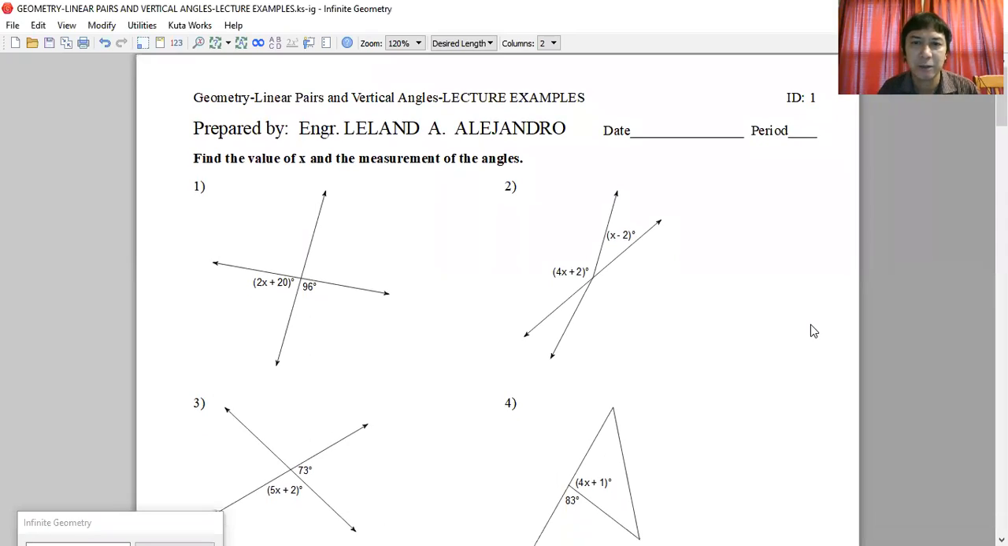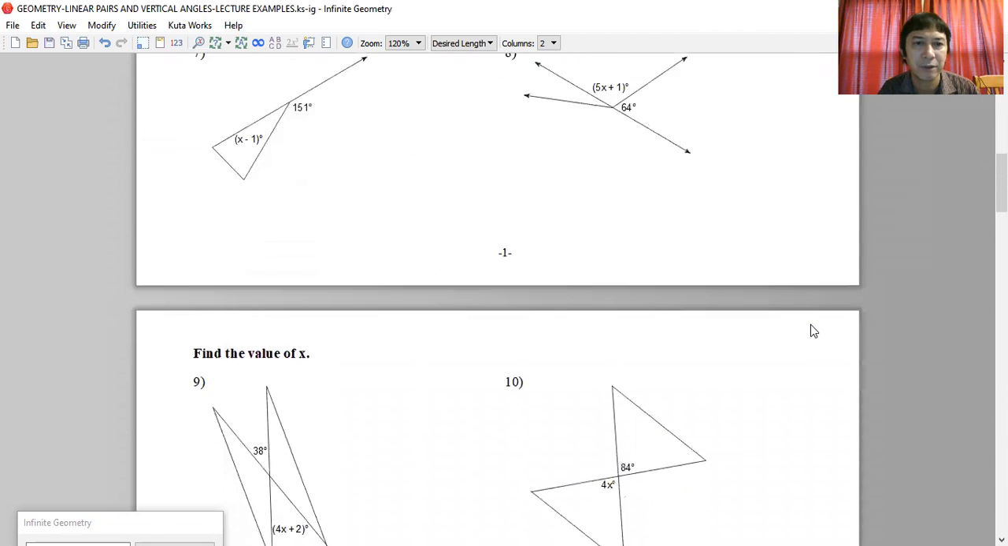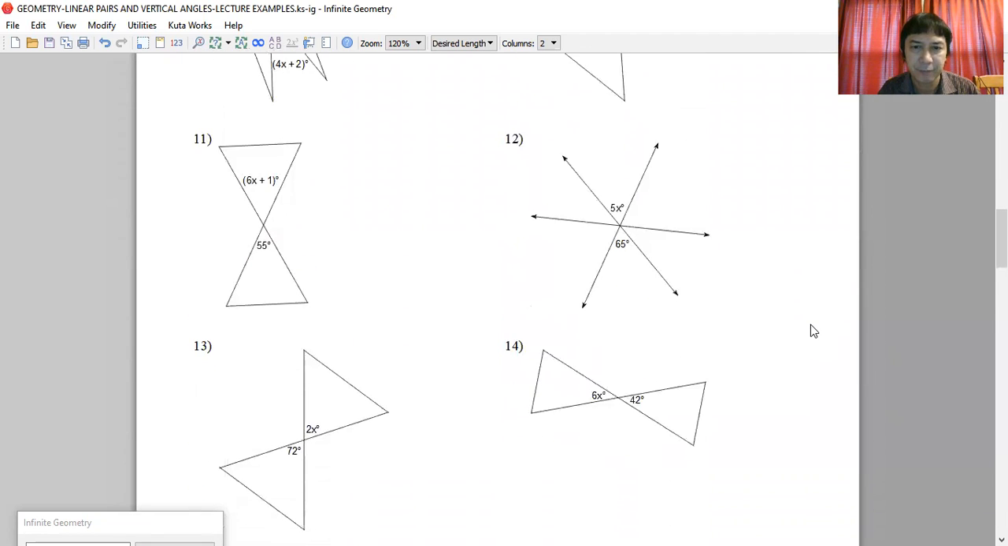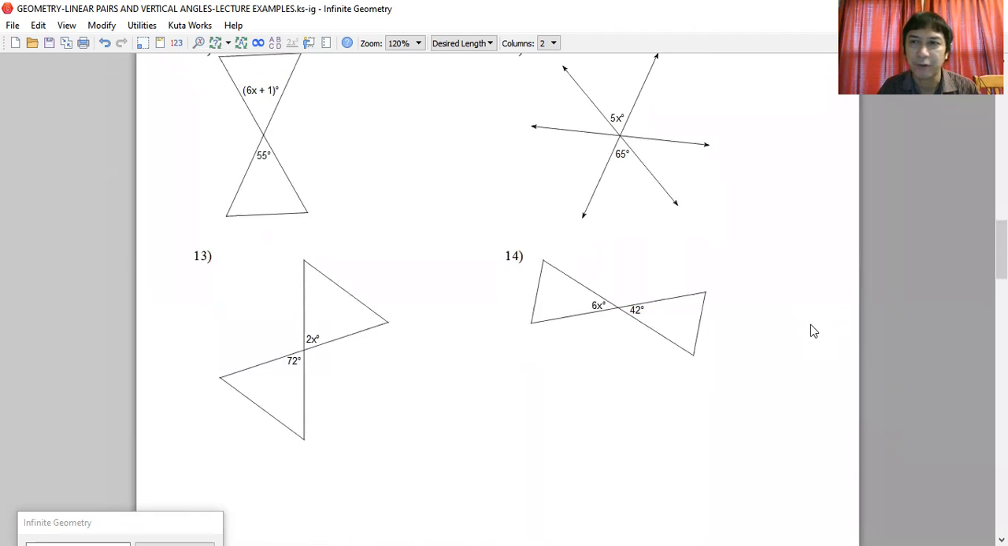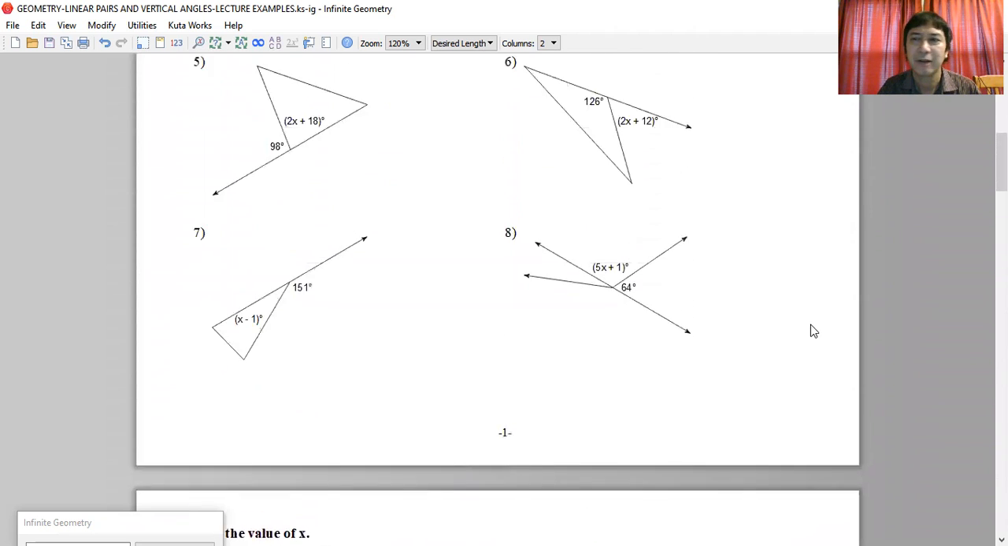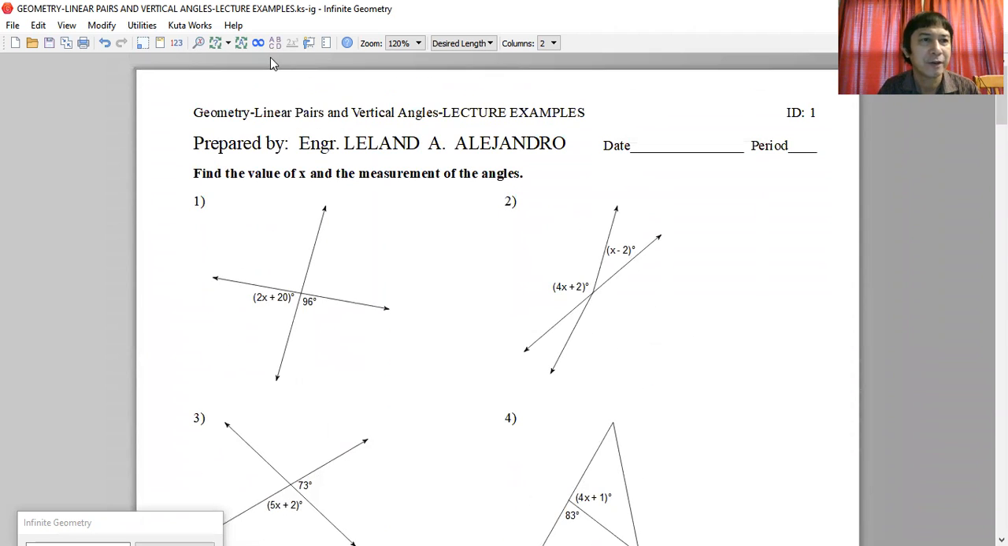Okay, it's going to be this. And let us find out how many items. This will be about 14 numbers. Okay, let us check. Let us start.